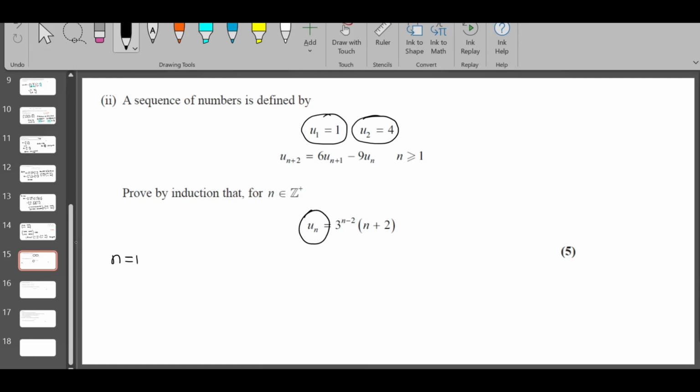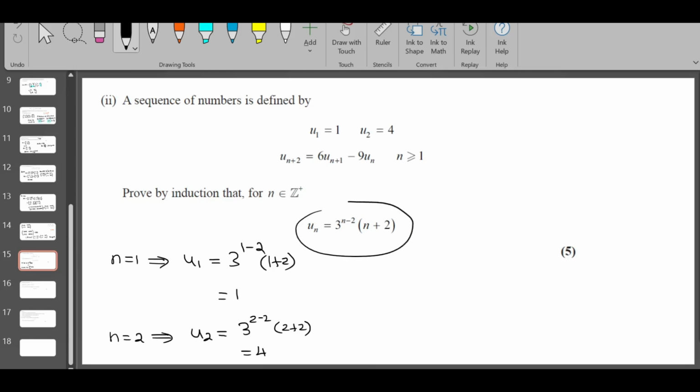So n is equal to 1. u1 is 3 power 1 minus 2, 1 plus 2, which is 3 power minus 1 times 3 is 1. For n is equal to 2, u2 is 3 power 2 minus 2, which is 0. 3 power 0 is 1. So we proved already, right? This statement is true for n is equal to 1, n is equal to 2. How do we know it's true? Because we got the same value as this one, right? Okay, so that's step 1.